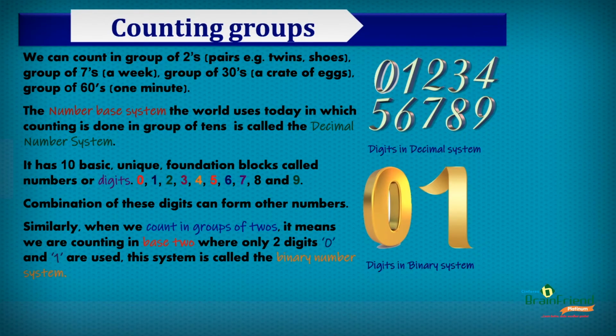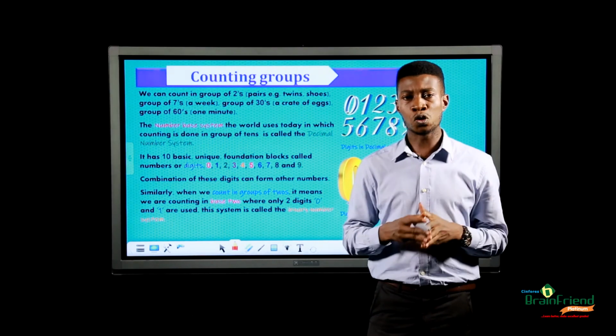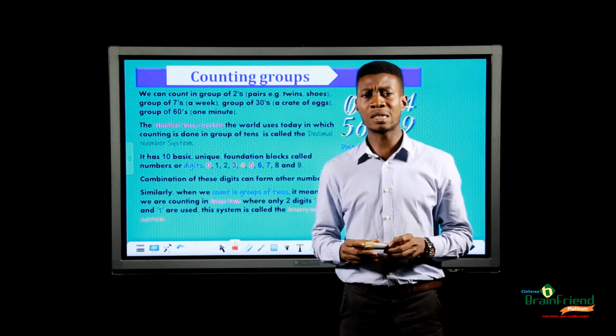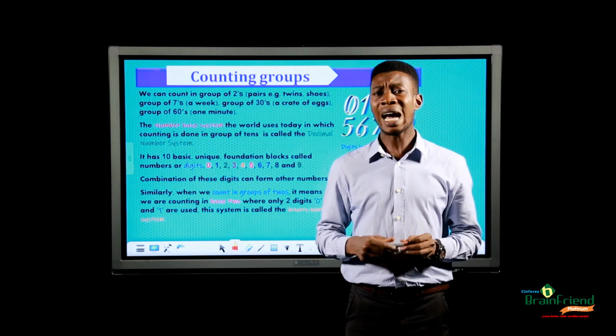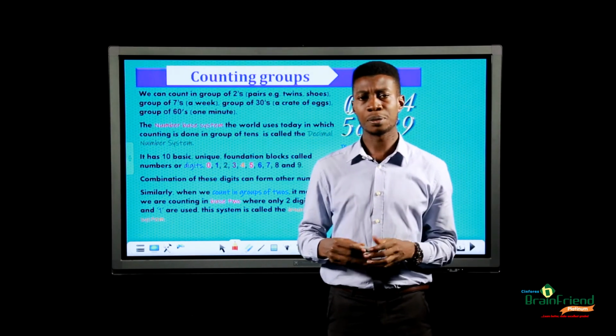There are several number systems, but the decimal number system is the most common. The decimal number system has 10 unique digits, 0 to 9. Also, we have the binary number system. The binary number system is a number system that has 2 unique digits, 0 and 1.